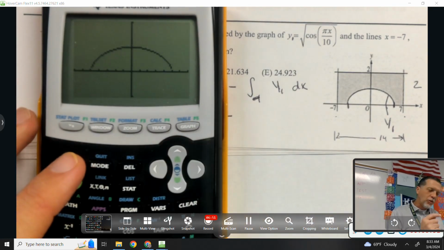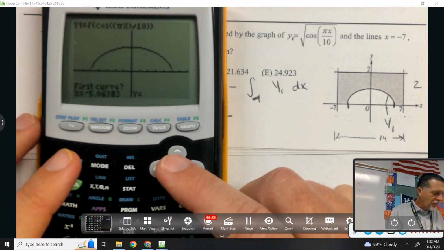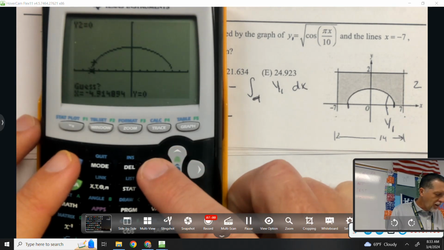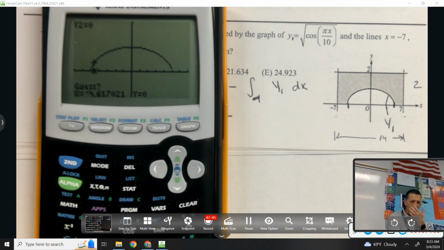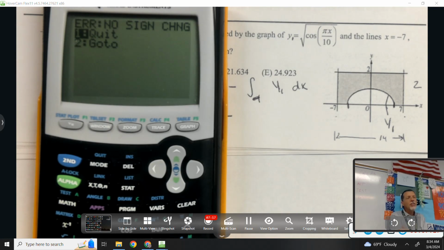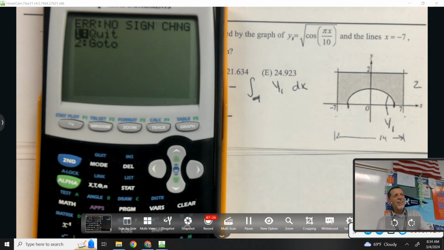I wonder if I went too far to the left. Second calc, intersect. First curve, second curve. I think I need to make sure I'm not out of bounds there, that the graph still exists. So I'm not going to go so far to the left this time. No sign change. It's looking for where it changes from positive to negative, but the square root's always positive. That's why I'm not getting a sign change.